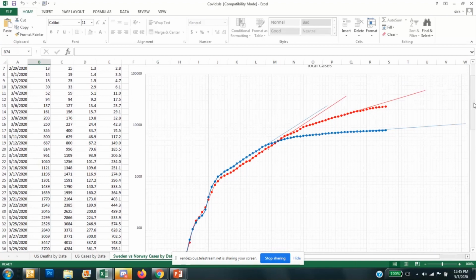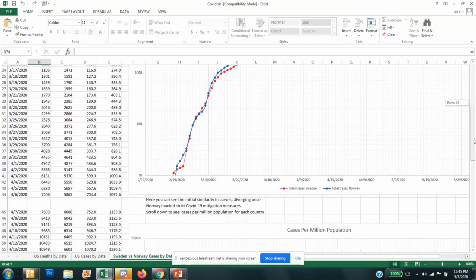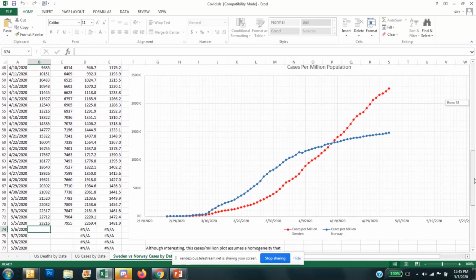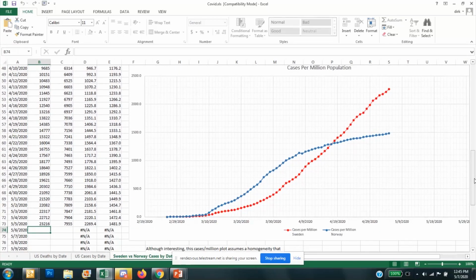Now, I did mention that there is a difference in population, and I do want to account for that a little bit. So what you see down here is not a semilog chart. This is just a regular chart, Sweden versus Norway, but here we are looking at cases per million. So this now kind of puts an apples to apples comparison between the two.